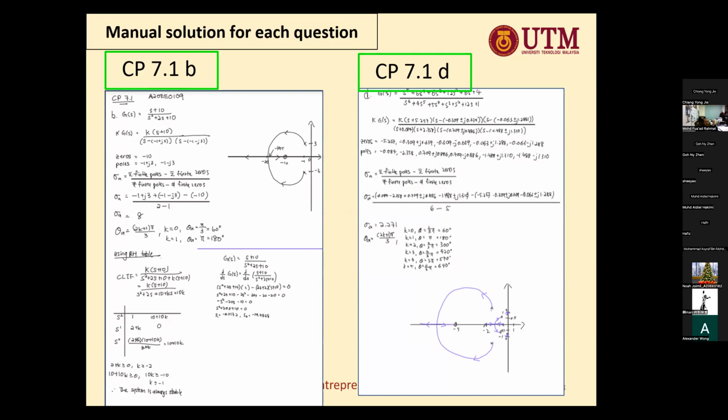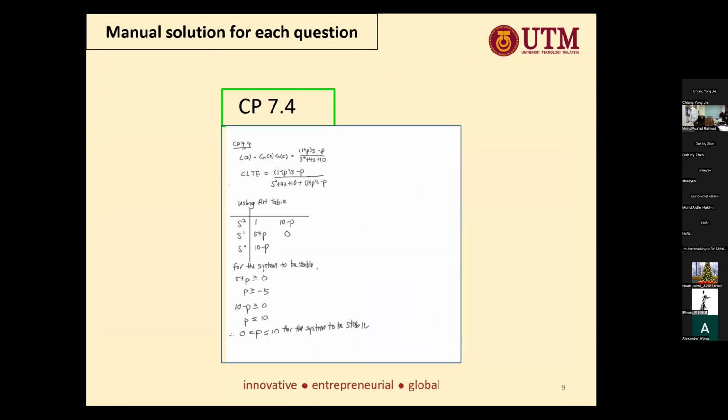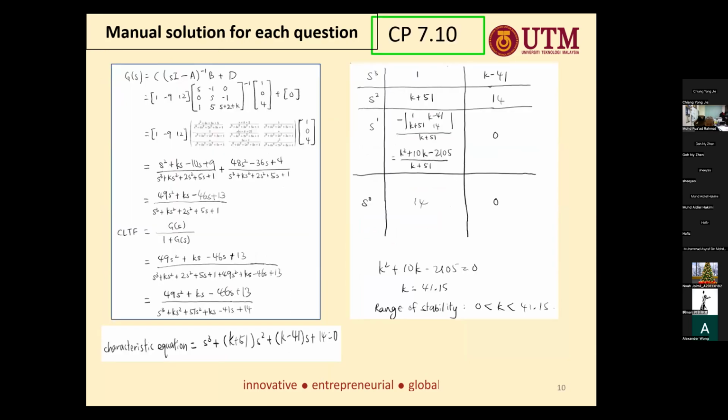This is the manual calculation for 7.1B. And this is the calculation for 7.4. Okay. This is the manual calculation for 7.10.